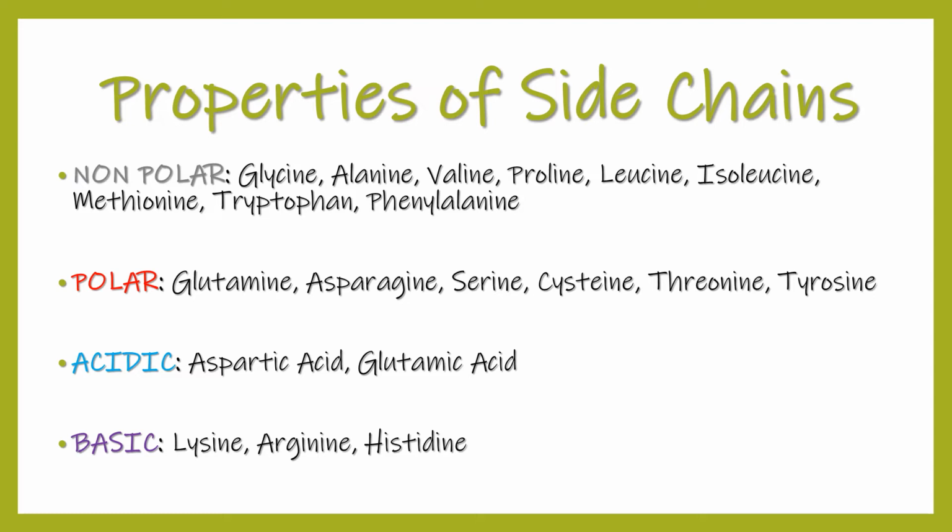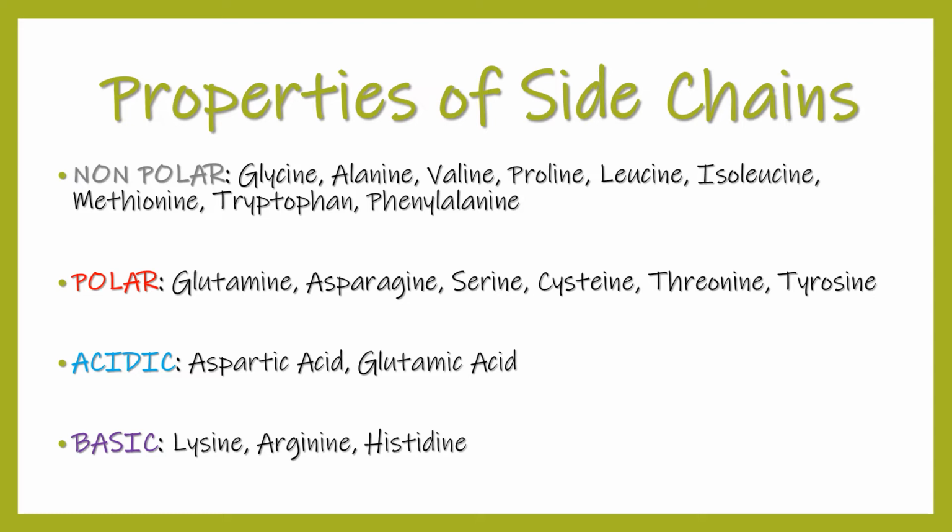The next group are the acidic side chains. There are only 2 of them, aspartic acid and glutamic acid. The way to spot them is that they have carboxylic acid side chains. Because of these carboxylic acid side chains, they are strong hydrogen donors. They can donate a lot of hydrogens, so that makes them very acidic.